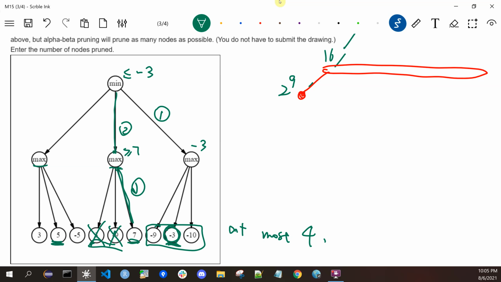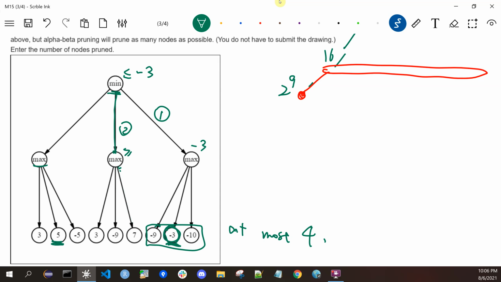So if you consider the alternative, if we actually search this one first, then I only know that the max player will get something larger than or equal to -9. So for the min player at the top, it's actually possible for me to get something between -9 and -3. So I still want to keep searching. So in that way, I cannot prune both of the nodes. So that's not a good choice if we want to prune as much as possible.